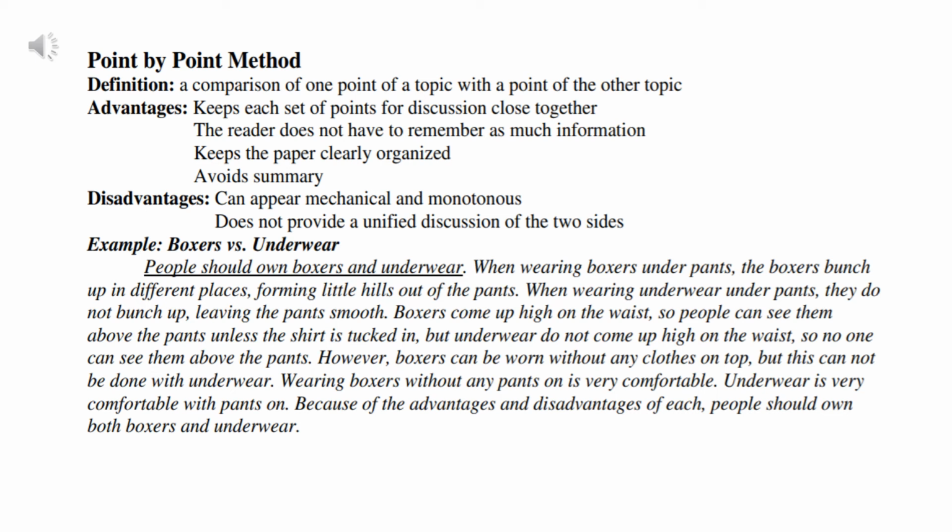Example: boxers versus underwear. People should own boxers and underwear. When wearing boxers underpants, the boxers bunch up in different places, forming little heels out of the pants. When wearing underwear underpants, they do not bunch up, leaving the pants smooth. Boxers come up high on the waist so people can see them above the pants unless the shirt is tucked in. But underwear do not come high on the waist so no one can see them above the pants.